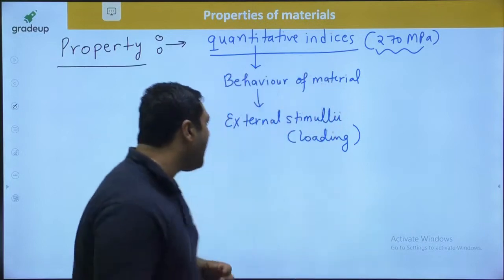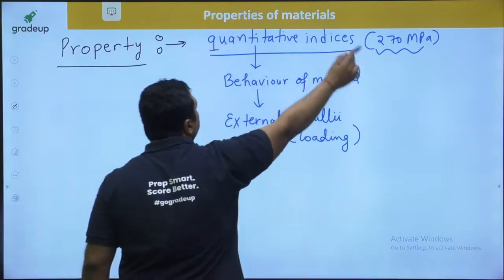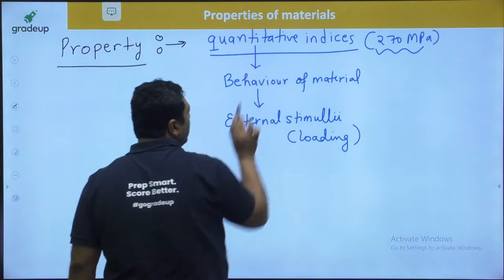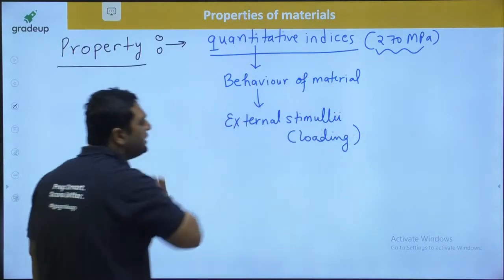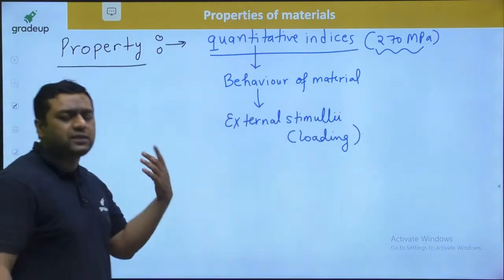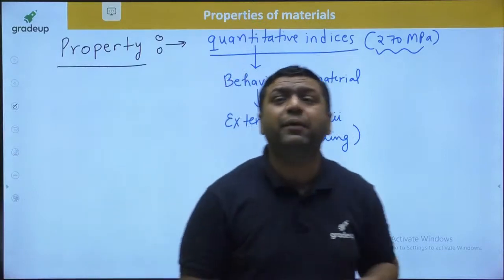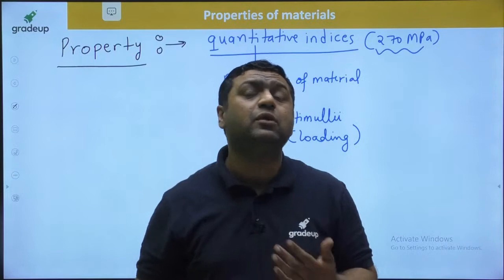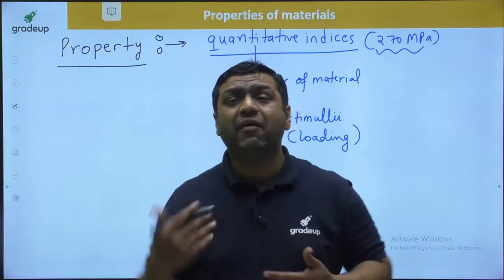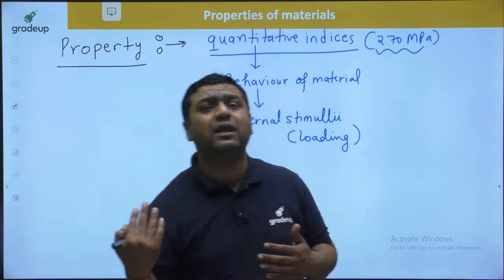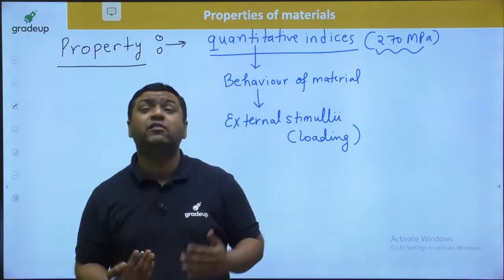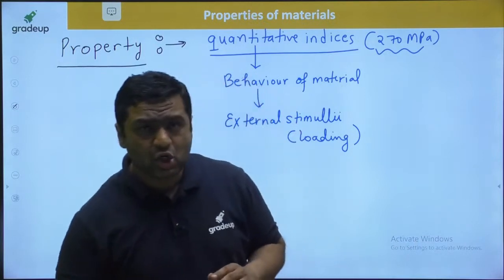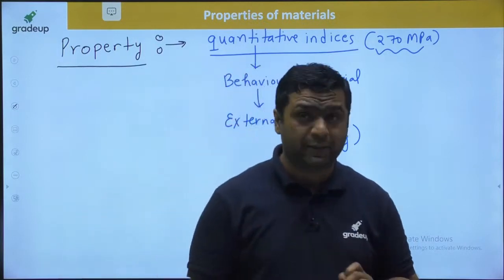So my dear, they are getting your property by looking at your behavior when external loading conditions come, because without external loading nobody will become angry. You become angry when you have some loading condition, when you have some difficulties in your life. Only then does this kind of behavior come into the picture. So my dear, this is something known as property.